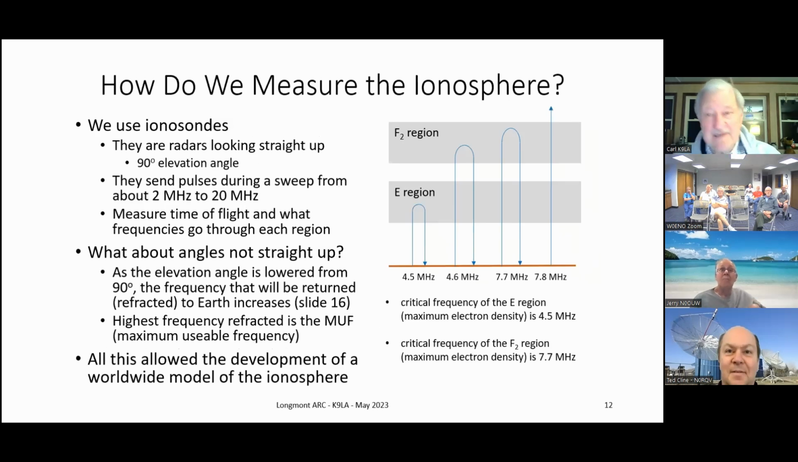How do we measure the ionosphere? Well, we use ionosondes, and what they are is just radars looking straight up. They send pulses when they sweep from about 2 megahertz up to 20 megahertz. And what they do is measure the time of flight. In other words, how long does it take that pulse to go up and come back down? And also what you can tell from that is how dense the E region and the F2 region is, and sometimes the F1 region when it's there.